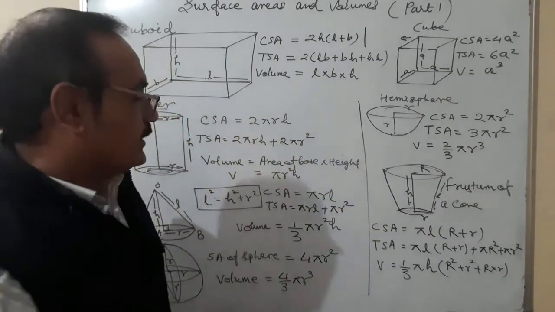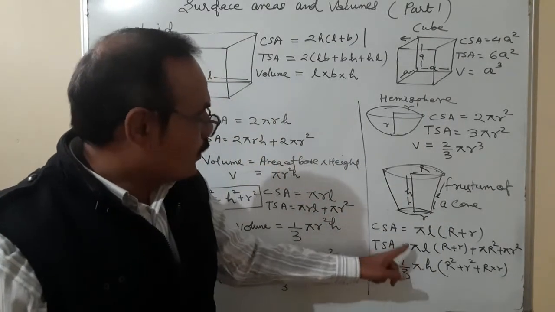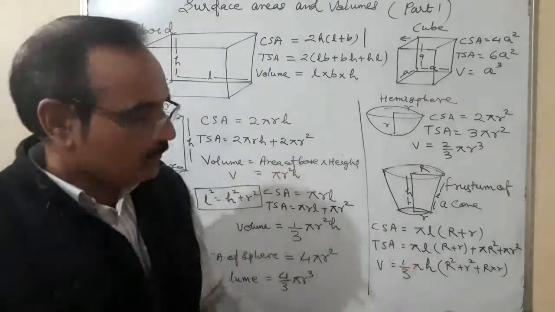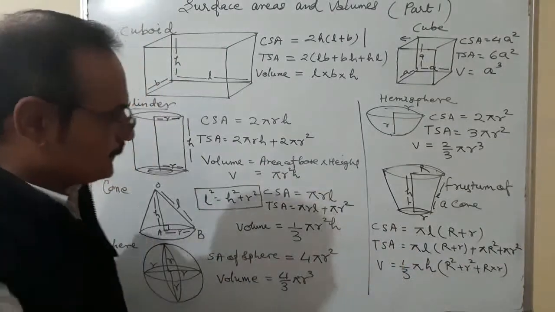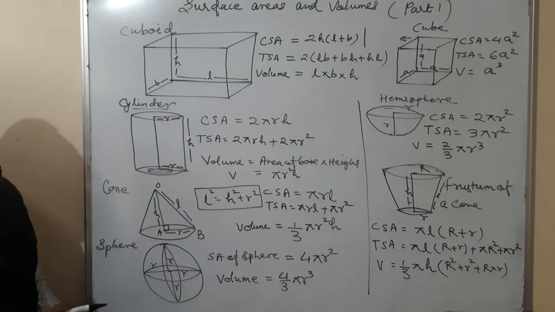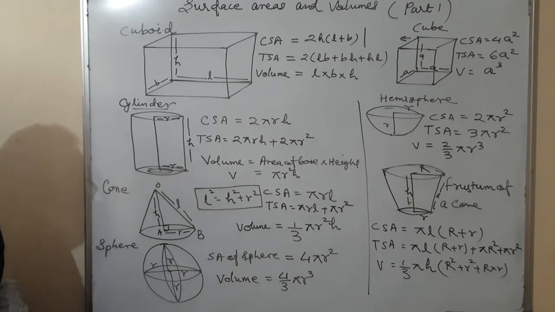And these two formulas, CSA and volume, we will derive. We will derive these two formulas. But you remember these three formulas. So these are the complete formulae for surface areas and volumes.